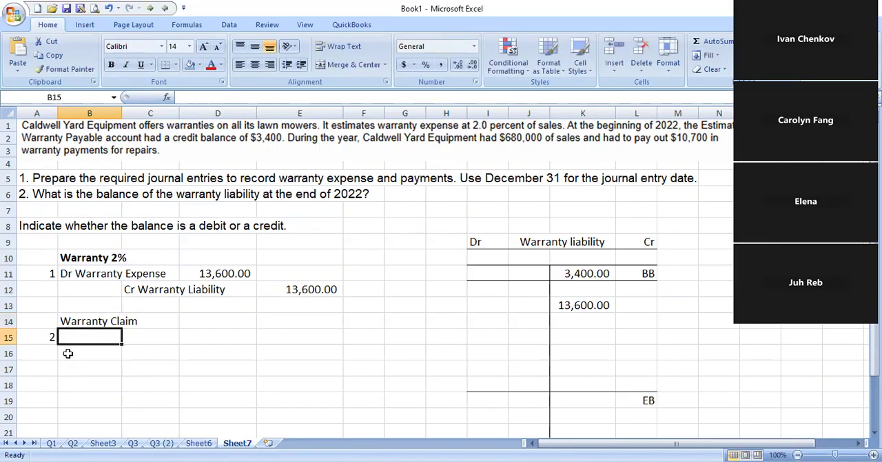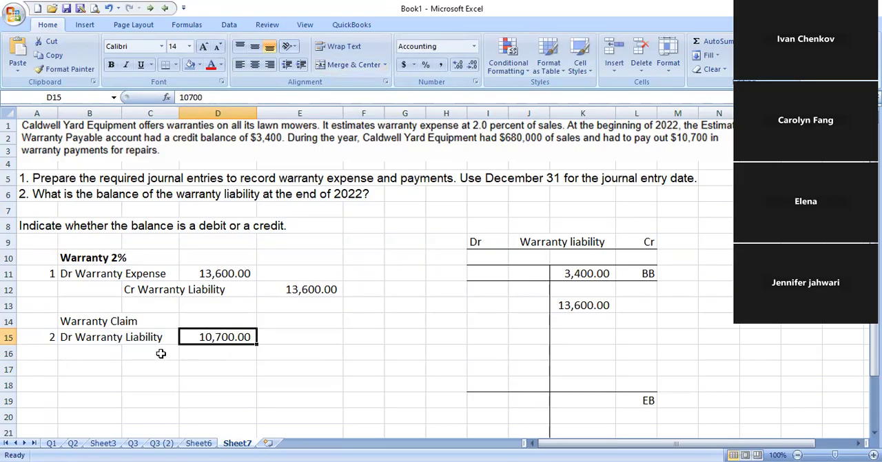So what will be that? Debit. Can I go with warranty expense again? No, no. Warranty liability. And how much will that be? Exactly the same amount, $10,700. And we're done with this.